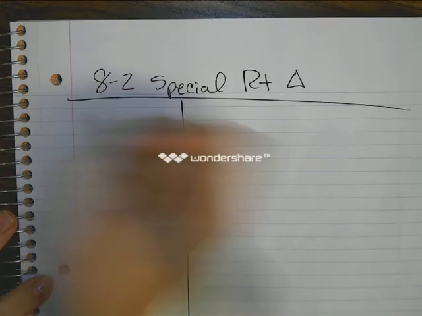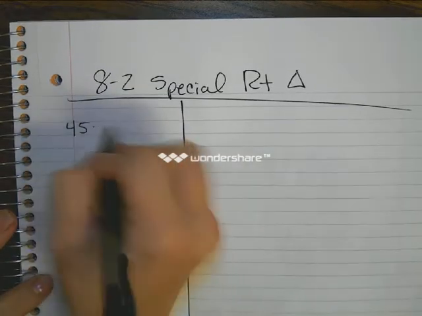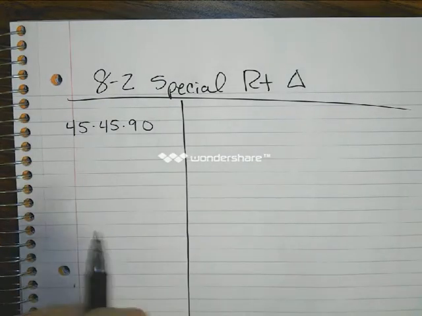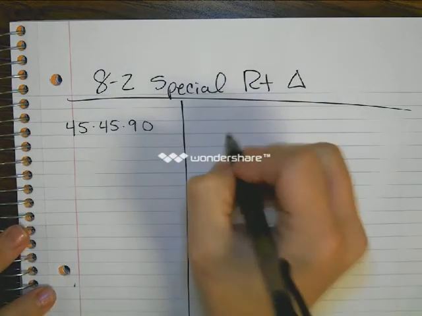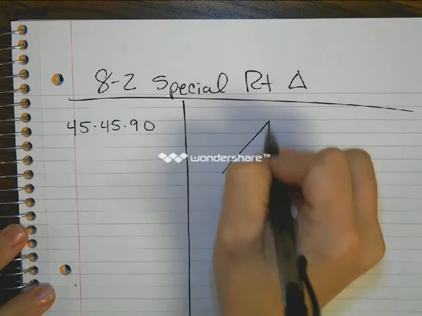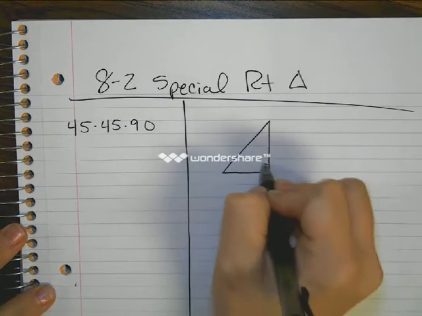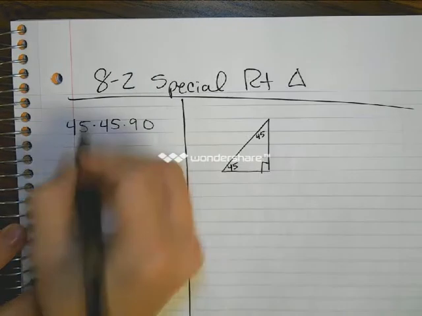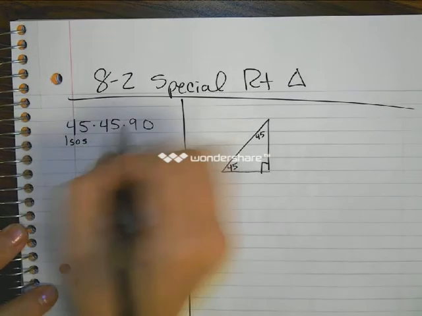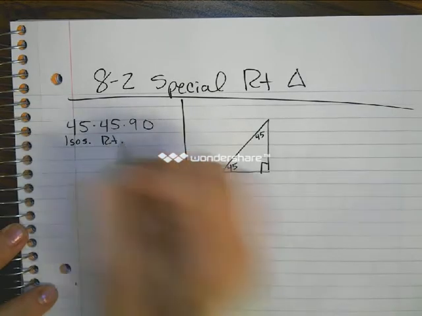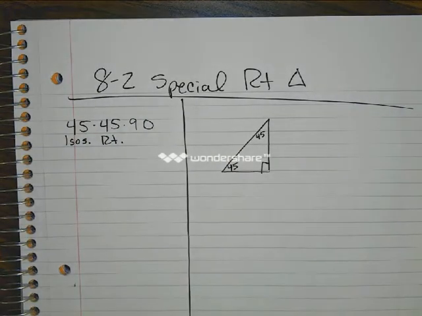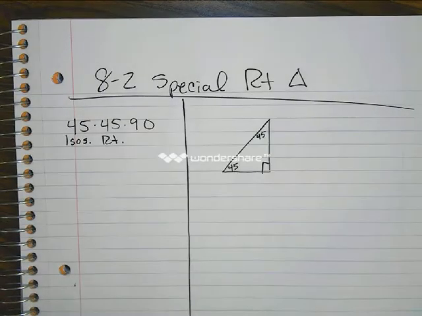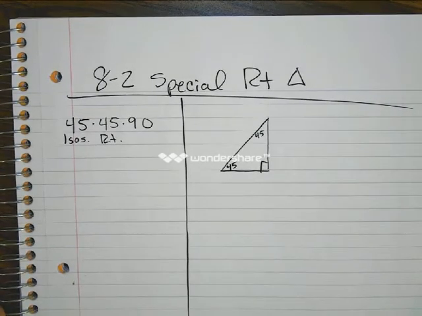So we have two types. There's a 45-45-90-degree triangle. And obviously those are degree measurements, right? Another name for this triangle is an isosceles right triangle, which we've actually already learned how to do in the Pythagorean theorem section. You could just do an x and an x and do Pythagorean theorem. But there are some shortcut formulas that you're going to learn today.